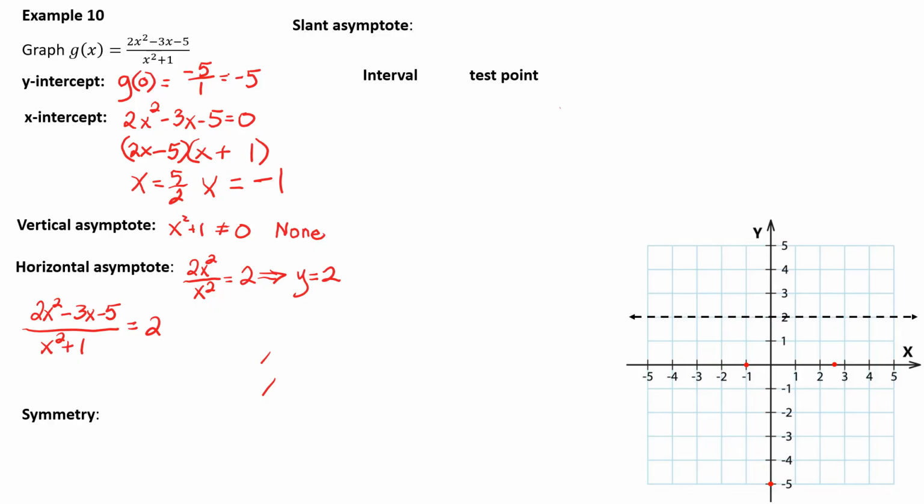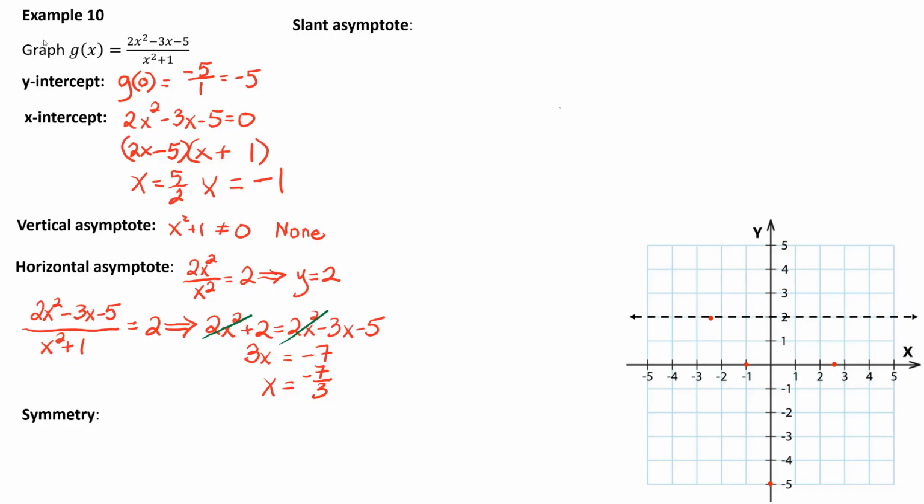So we set it equal to 2 and cross multiply. So we're going to have 2x squared plus 2 is equal to 2x squared minus 3x minus 5. Cancel the 2x squareds, and you have 3x equals negative 7. So x equals negative 7/3. So this function does cross the horizontal asymptote when x is negative 7/3, right there.